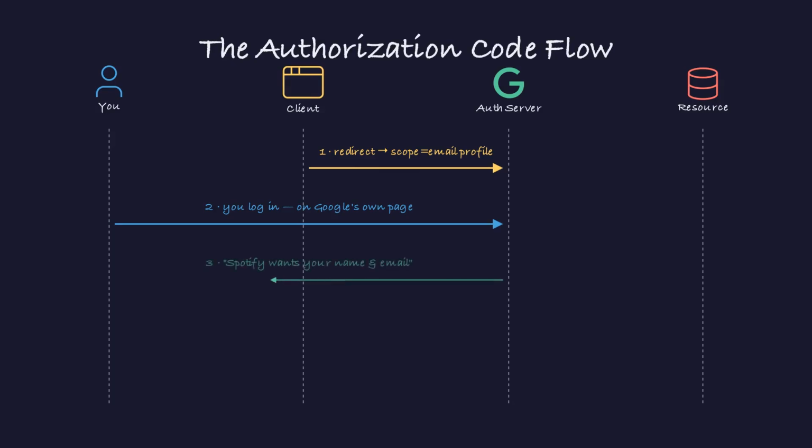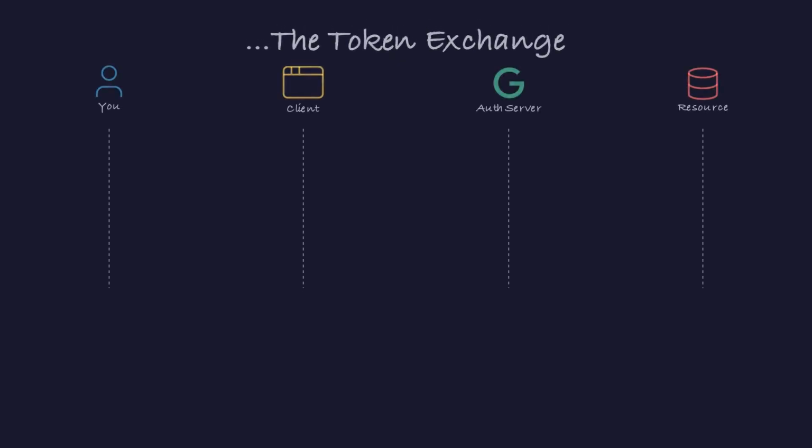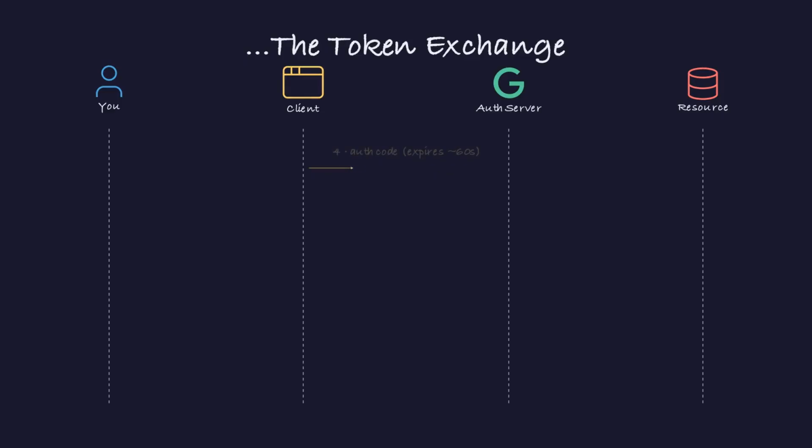Step 3, you grant consent. Google shows the consent screen. Spotify wants your name and email address. You click Allow. Step 4, the authorization code. Google redirects your browser back to the app's redirect URI with a short-lived code, usually expiring in 60 seconds. It's not an access token yet. It's just proof that you said yes.